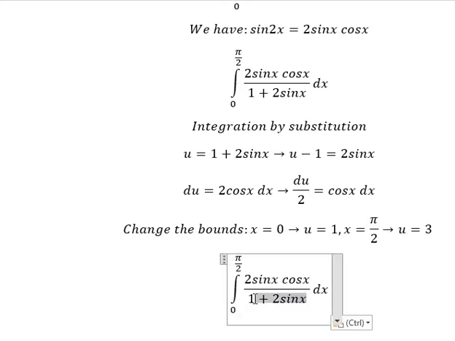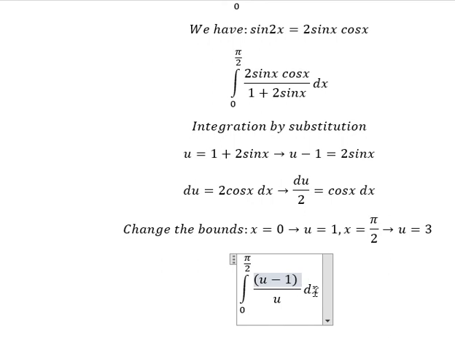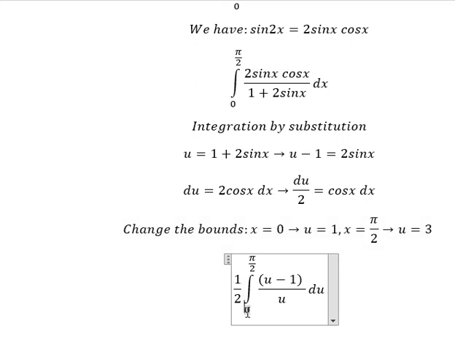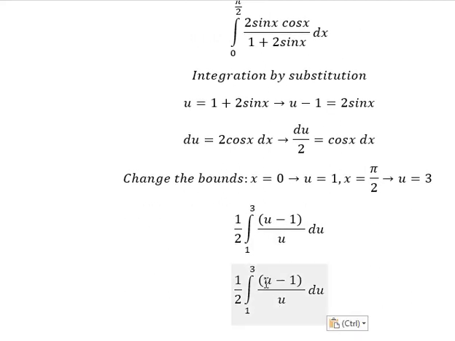So this one we change by u. 2 sin x we change by u minus 1. Cos x dx we change by this one. Number 0 we change by number 1. Pi over 2 we change by number 3. So u divided by u, we have number 1.